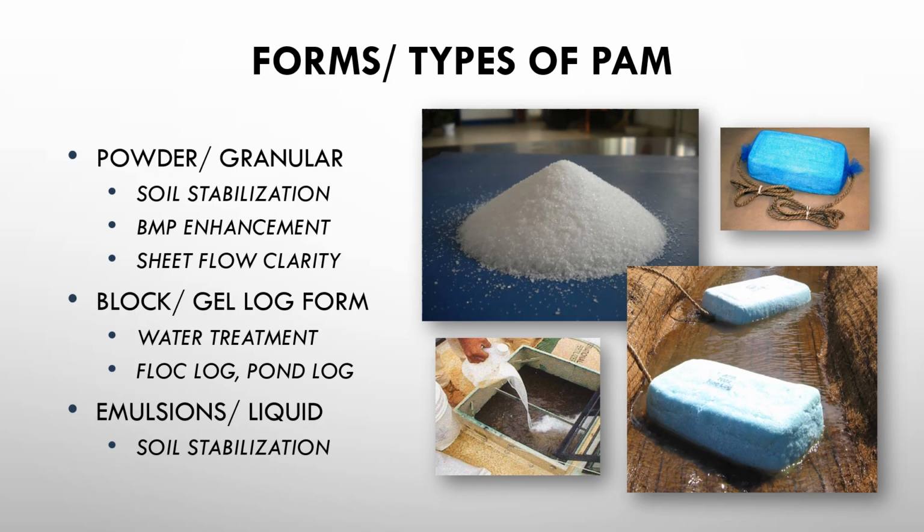So how do we select a polymer that's going to be effective for our specific site? There's a few things we need to do. First of all, we want to make sure that we're using the right form based on our project goals. There's the powder or granular Silt Stop polymer, which we use for soil stabilization, BMP enhancement, and sheet flow clarity. Then there's the floc log, which is used primarily for water treatment and channelized flows. And then of course we have the liquid emulsion, which we talked a little bit about, and that's primarily used for soil stabilization and dust control.